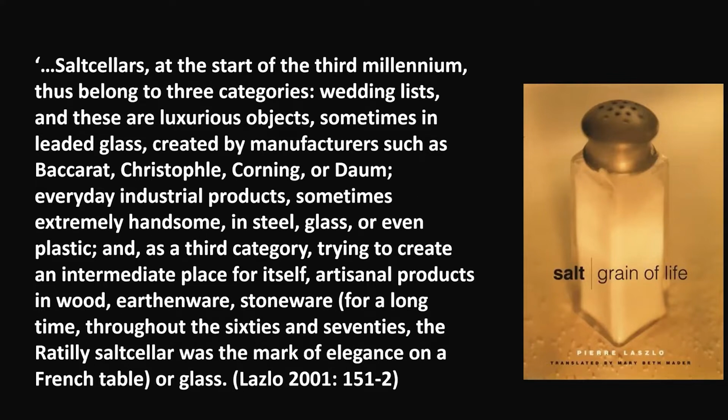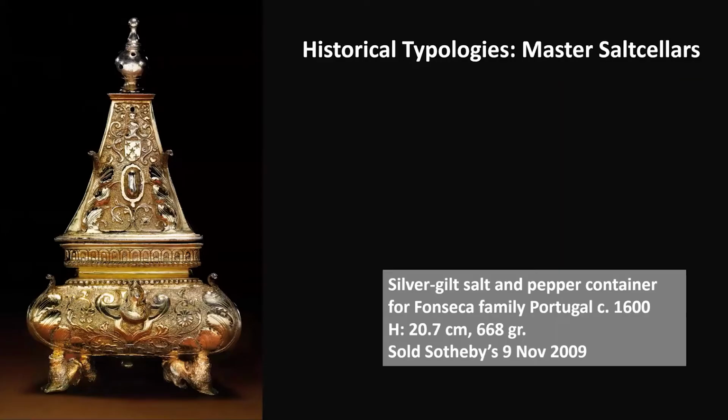But many salt cellars, as we've seen from the extraordinary Tunisian one, are lavish. And that is a tradition that continues in the work of Baccarat, Christofle, Corning, Madame. But they can be industrial products as well. Elegant, handsome, well-conceived manifestations of modernist good design. Or indeed, they can be reflections of a sort of nostalgic return to the artisanal, made in wood or earthenware, handcrafted. These are all signifiers of different ways in which objects speak to the dining experience.